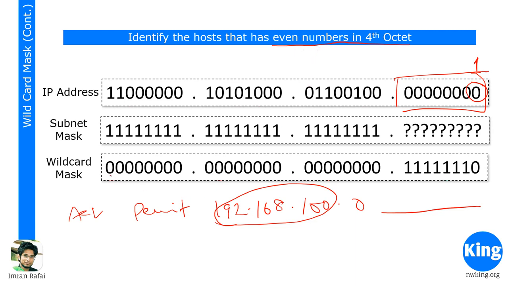So we say I just have to match the first 3 octets, 192.168.100, and for the 7 bits of the 4th octet I don't care. But the last bit I again care, and it has to match with this 0. That means it has to be a 0. If at all it's a 1, it will be a deny, because you have a deny any at the bottom, so it will go to deny any. But only if it is a 0 does it match, which means this number is always an even number.